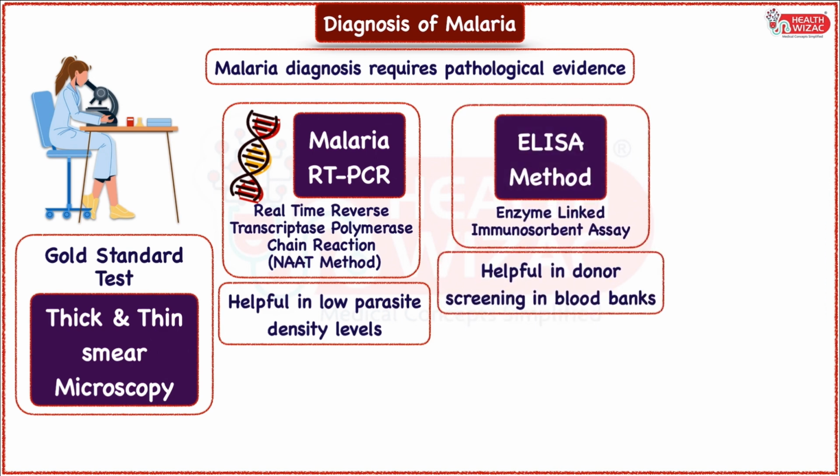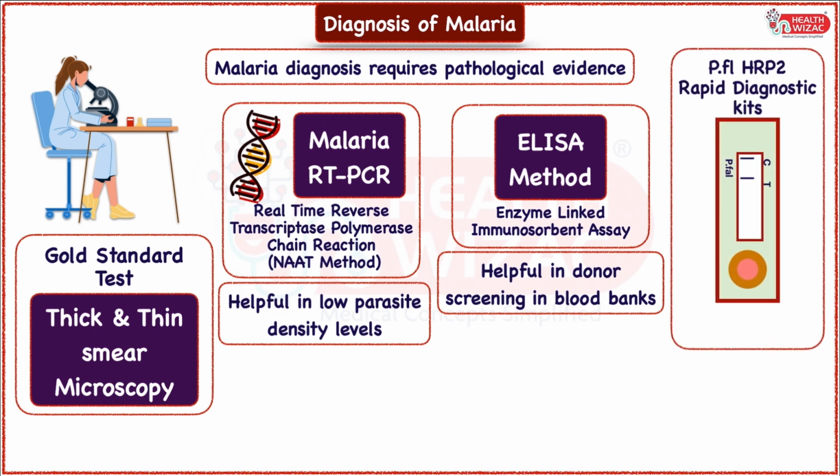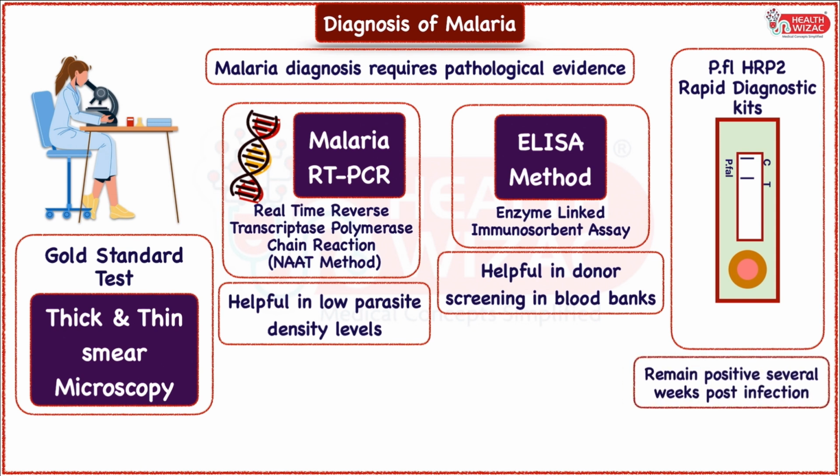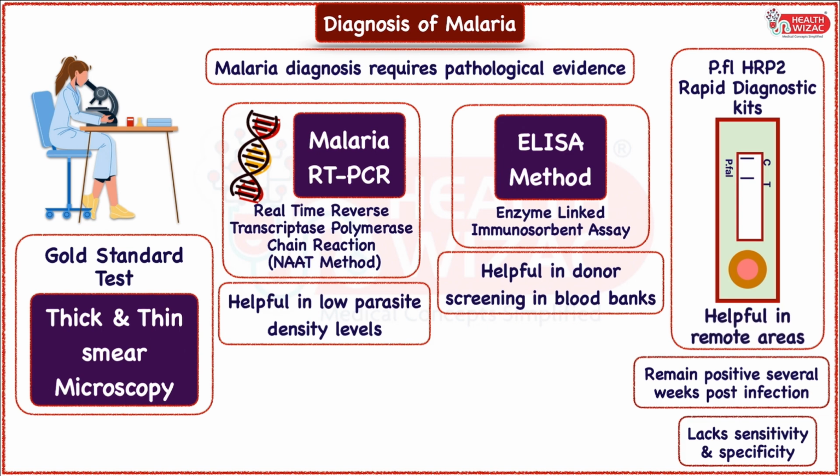ELISA method screening is also very sensitive in diagnosing malaria and proves helpful in donor screening in blood banks. P. falciparum histidine-rich protein 2 based rapid diagnostic kits or bivalent RDTs are also available, but they may show positive results several weeks post-infection and are also not quantitative, hence lack sensitivity and specificity, but serve as a great tool where limited resources are available in remote areas.